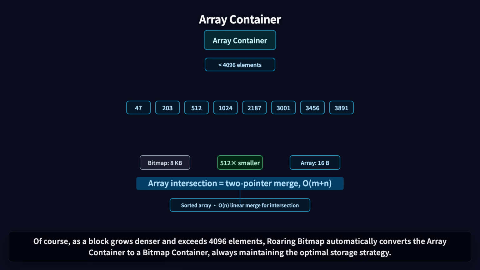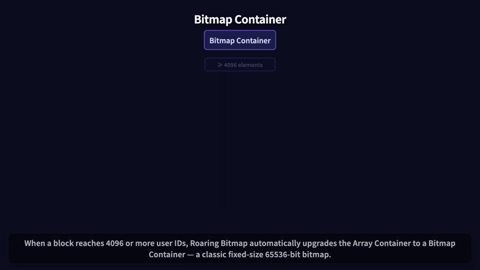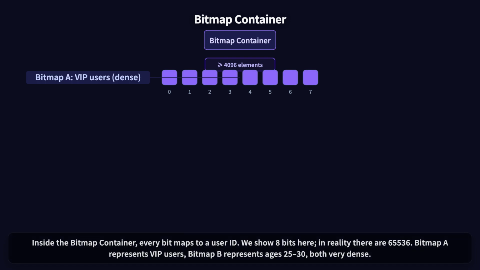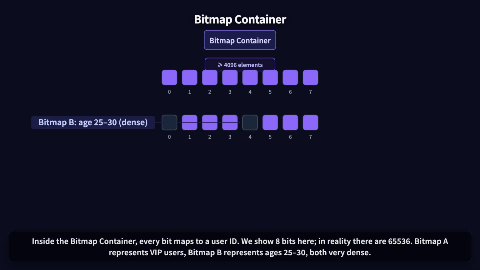Of course, as a block grows denser and exceeds 4096 elements, Roaring Bitmap automatically converts the array container to a bitmap container, always maintaining the optimal storage strategy. When a block reaches 4096 or more user IDs, Roaring Bitmap automatically upgrades the array container to a bitmap container. A classic, fixed-size 65536-bit bitmap.